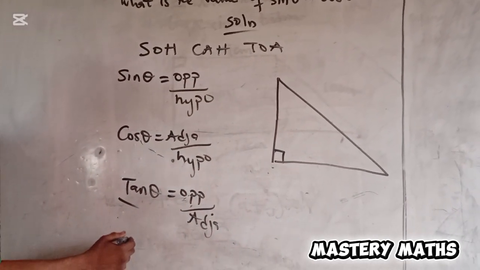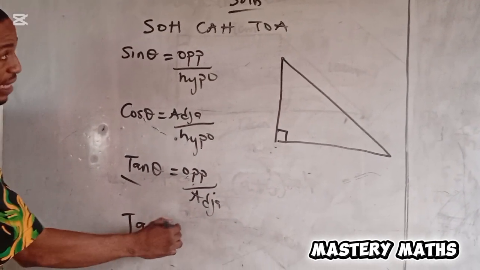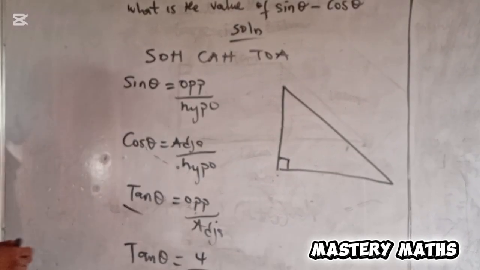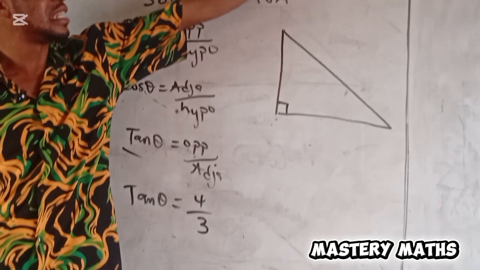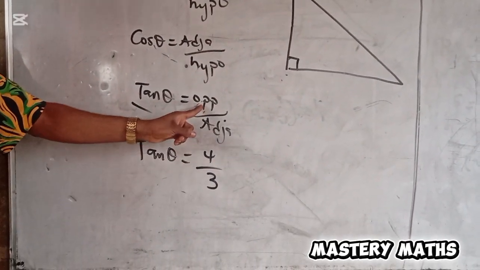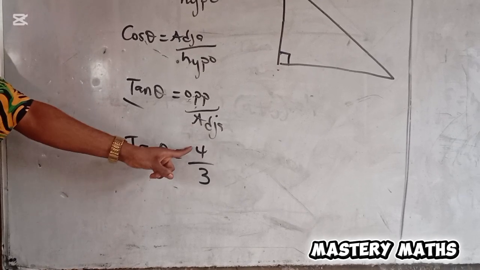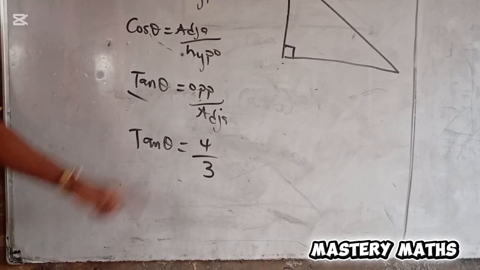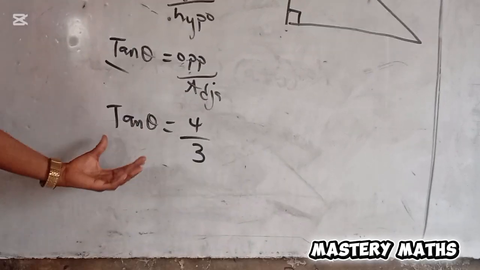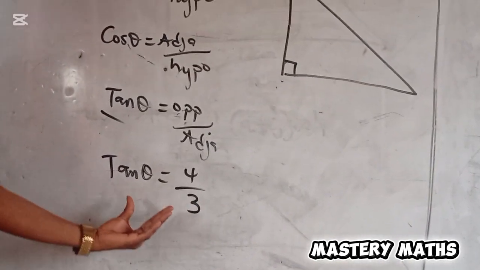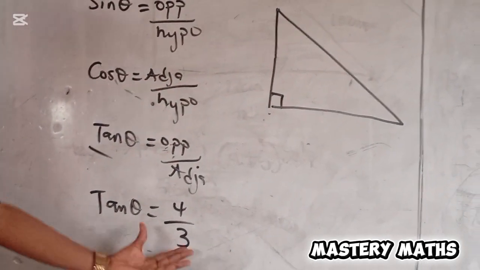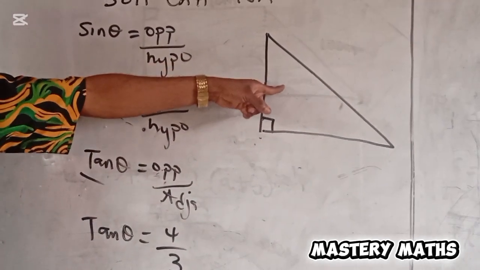So it means that our tan theta is equal to opposite over adjacent, which is 4 over 3. It's trying to tell us that our opposite is 4 and the adjacent is 3. These values we have here, we'll take every one of them now to the right angle triangle.